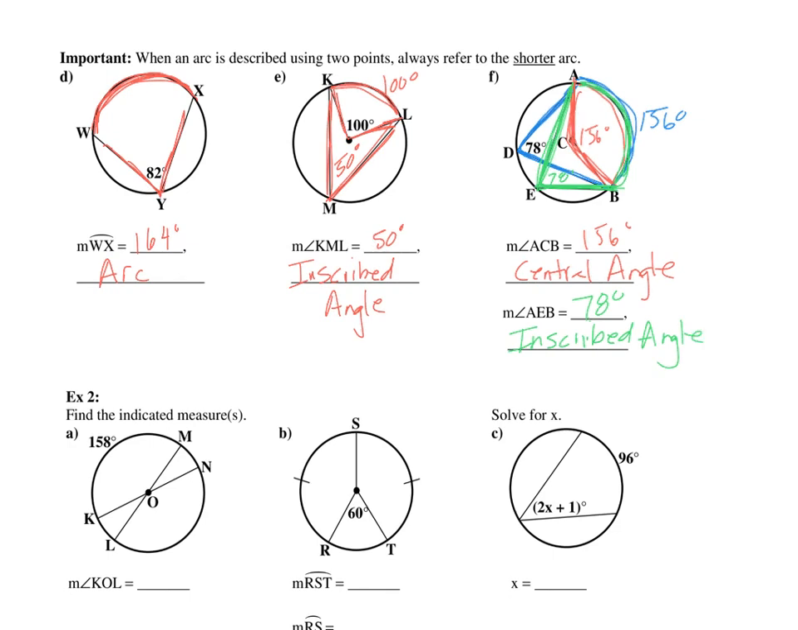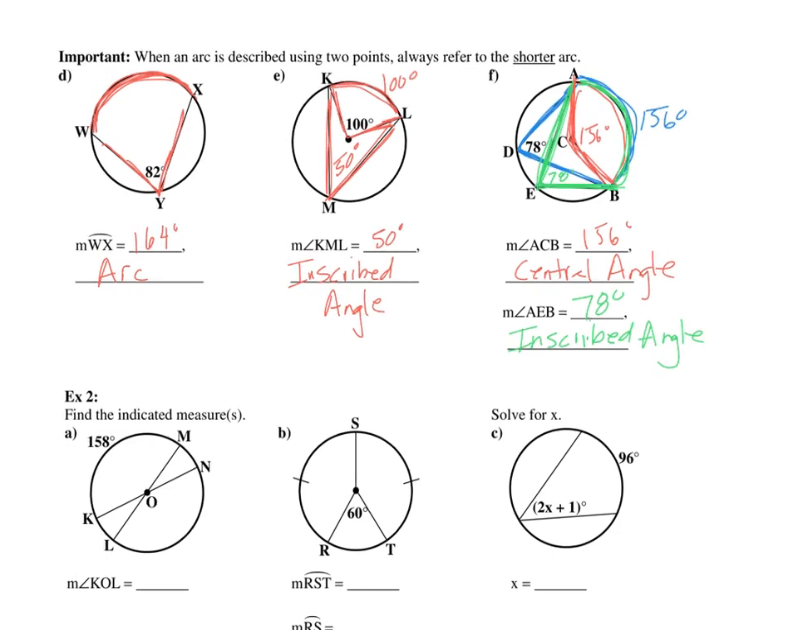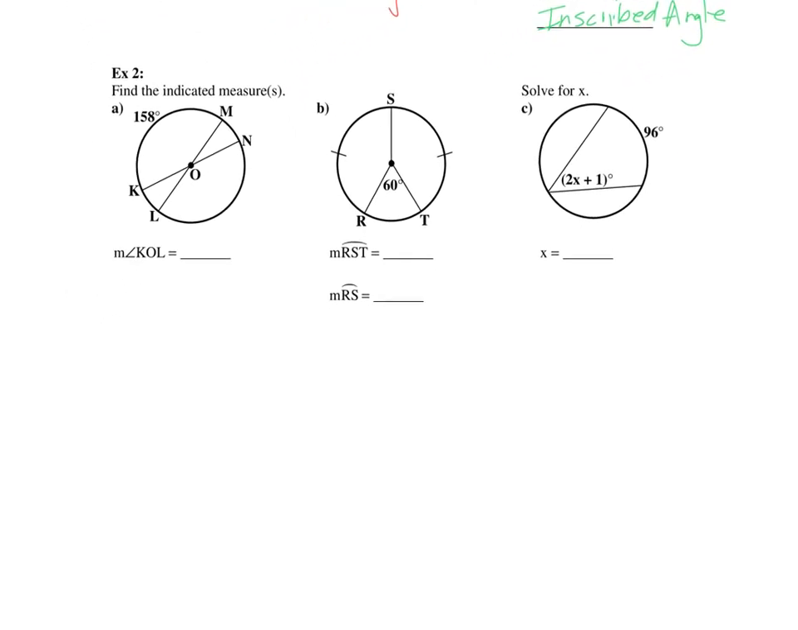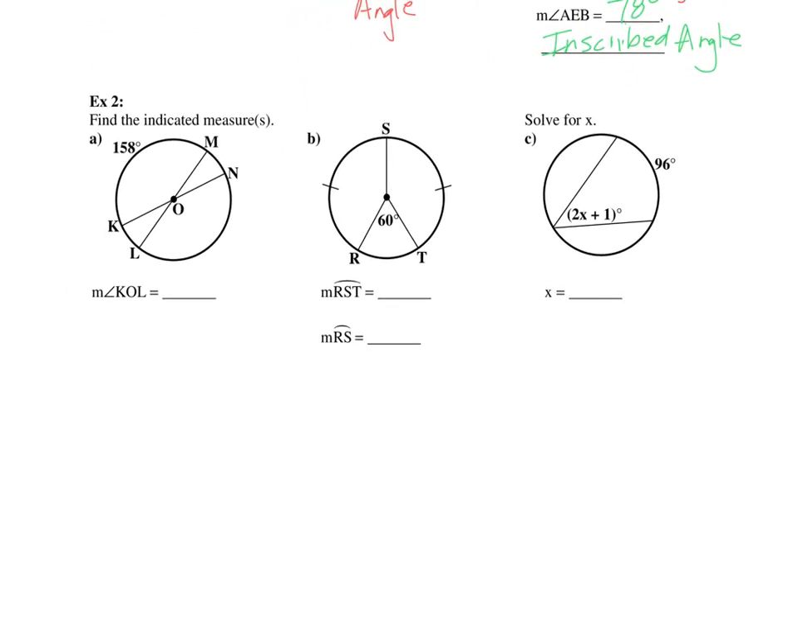Alright, let's go on to some more examples. Example 2, find the indicated measure. Angle KOL. How am I going to figure that out?